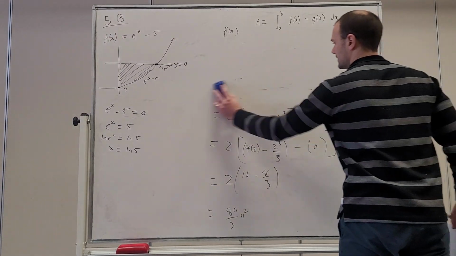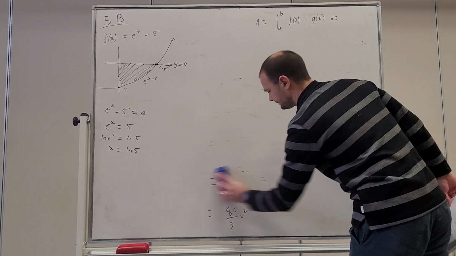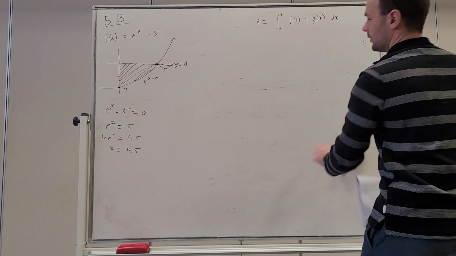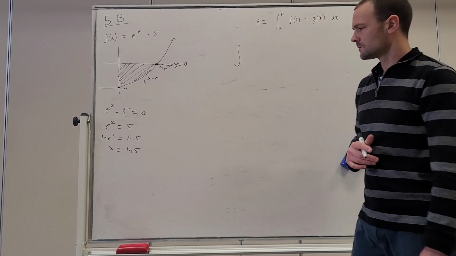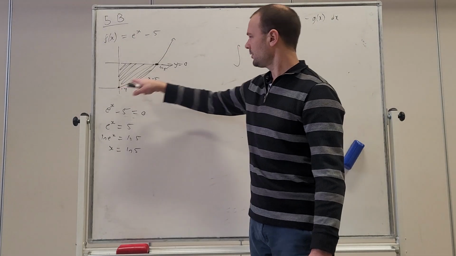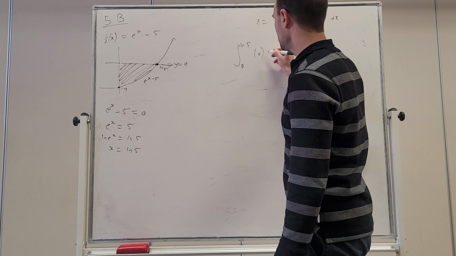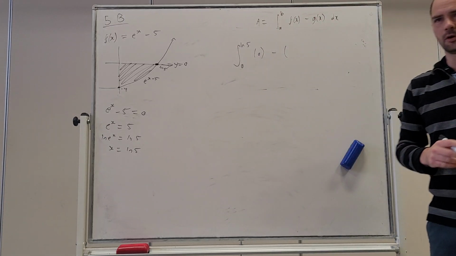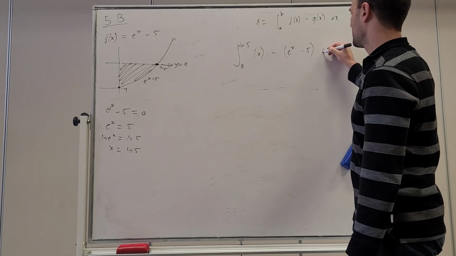Let's evaluate it. So, we have the area of 0 to ln 5 of the top function, take away the bottom function with regards to x.